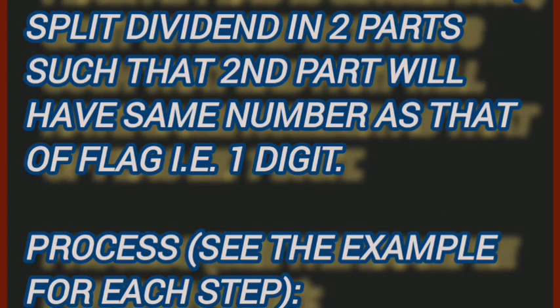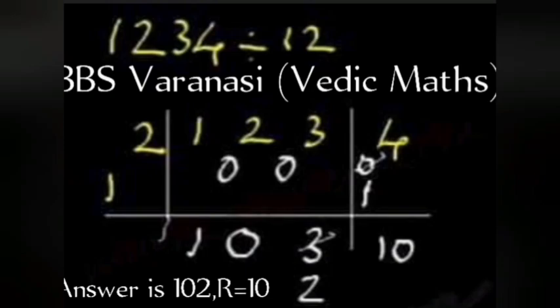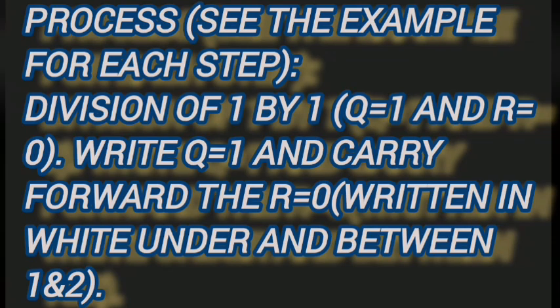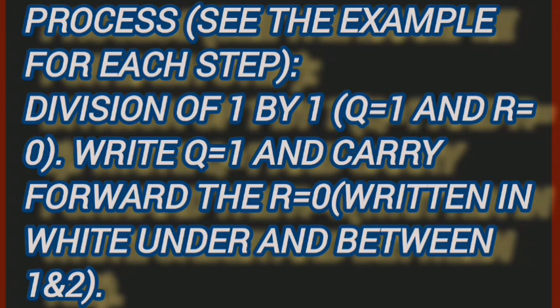As the flag is a single digit, split the dividend in two parts such that the second part will have the same number of digits as the flag, that is one digit. Flag is 2, and the two parts of the dividend are 123 and 4. Process: see the example for each step.